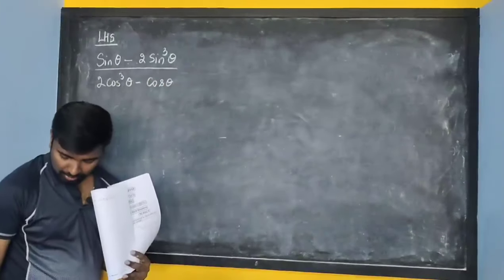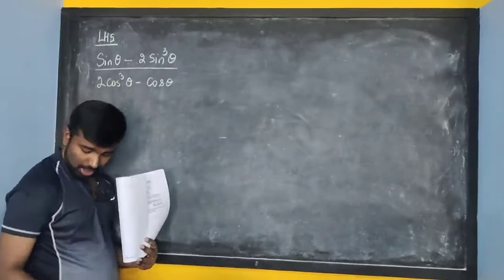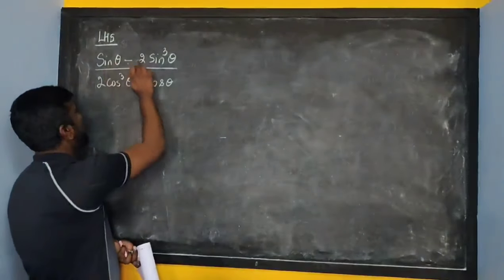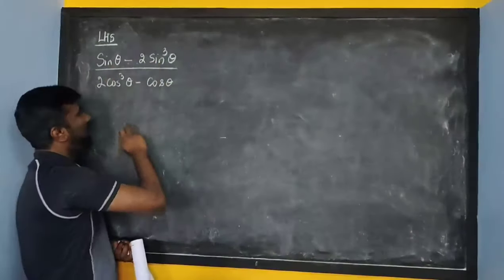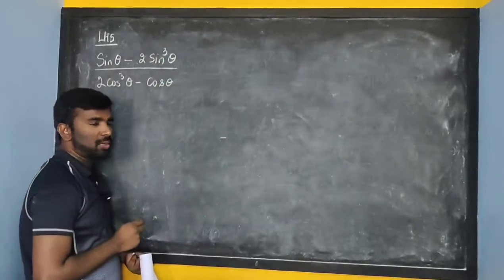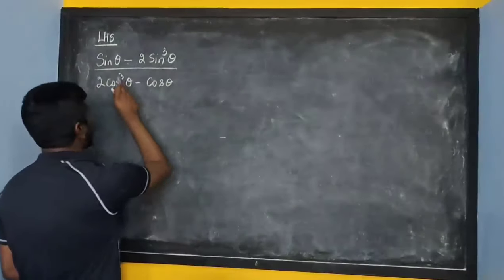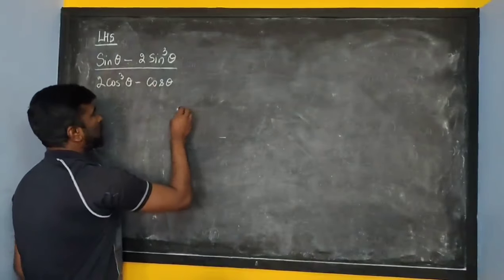Students, you can see here in the numerator and denominator. In the numerator we have the common factor sin theta. In the denominator we have common factor cos theta. Now I'll take the common factor.